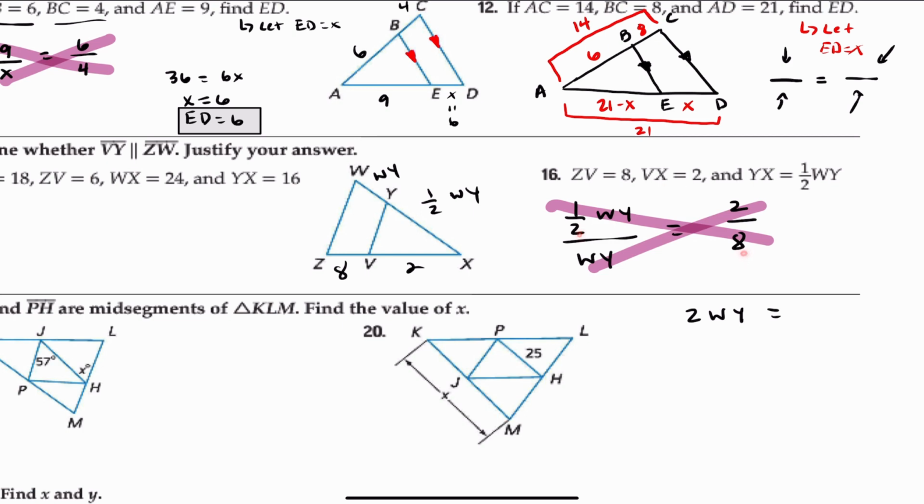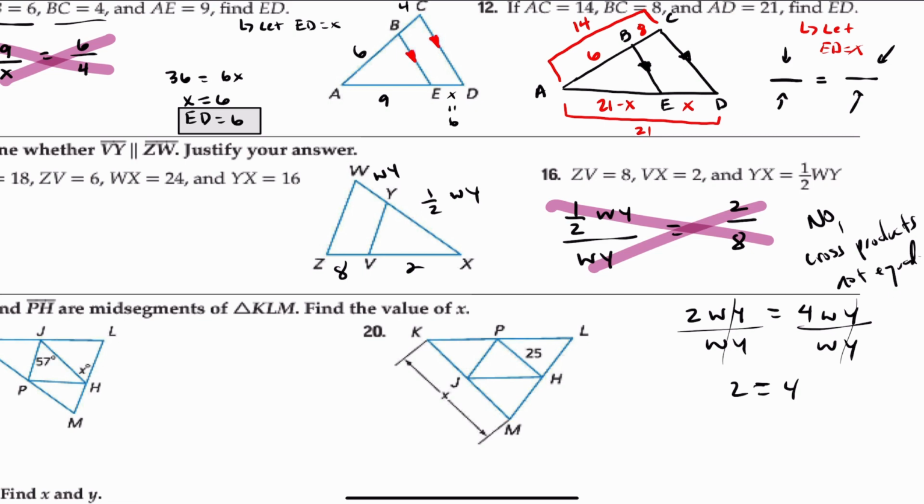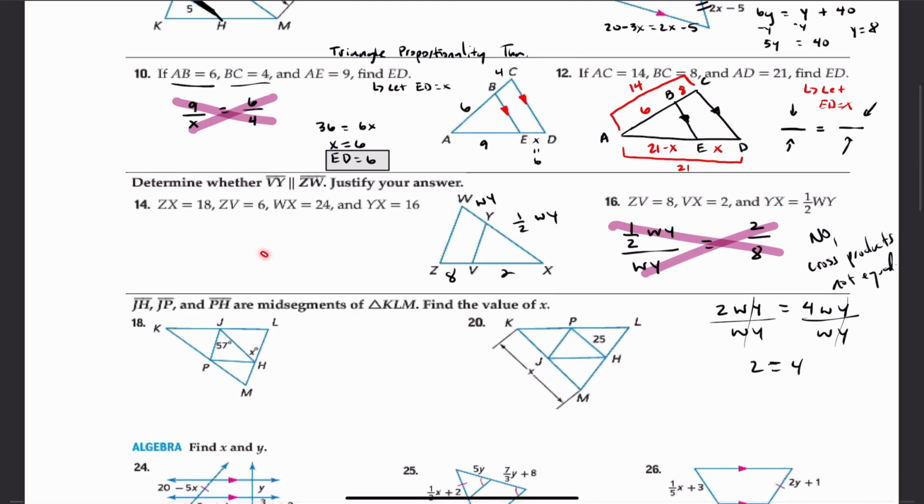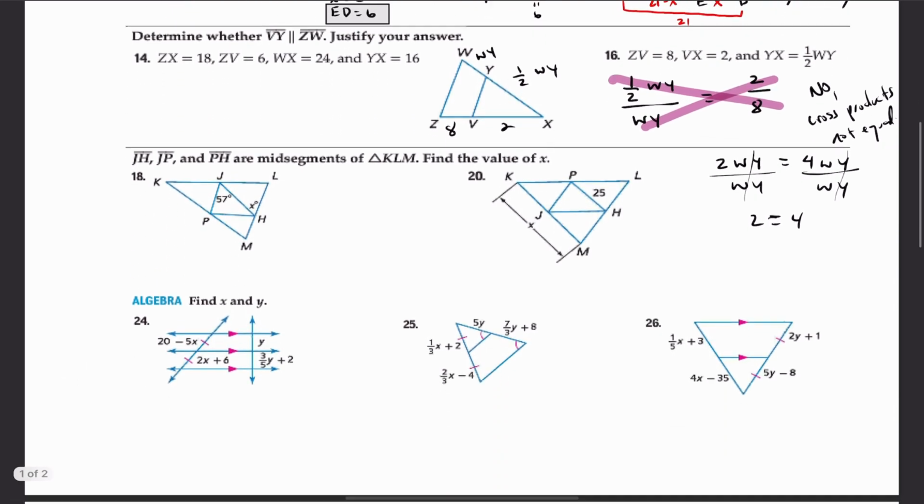So what's 1/2 times 8? 1/2 times 8 is 4, but don't forget the WY. So if I divide both sides by WY, I get 2 equals 4, and you can see that the cross products are not equal whatsoever, so I'm going to say no, cross products not equal. And then 14, again, you can do this on your own.